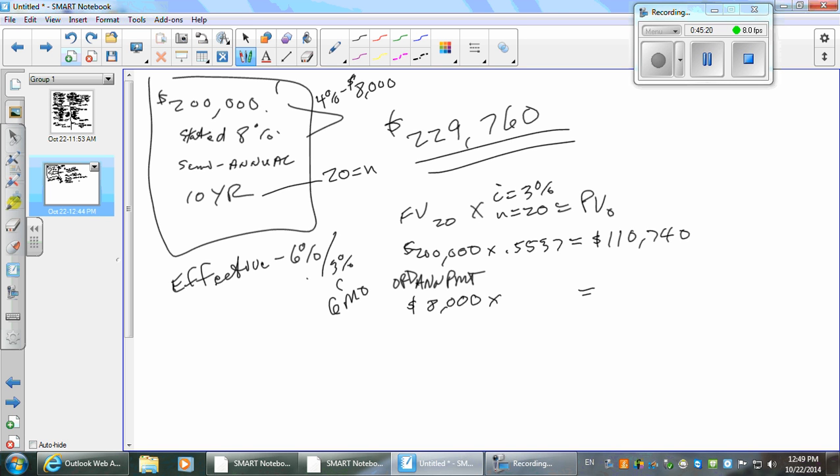What's the factor for the annuity? Interest rate 3%, N equals 20, and I want a present value. 14.8775. That times 8,000 is what? That's what the $8,000 is worth if you receive it at the end of each period for 20 periods. So how much is that? 119,020. What's the total?